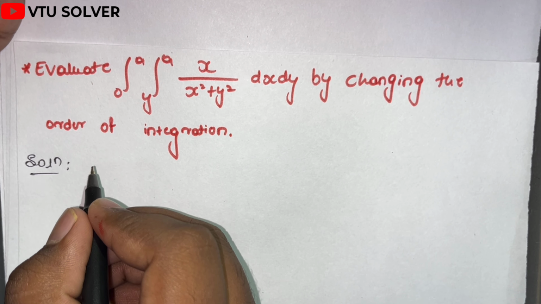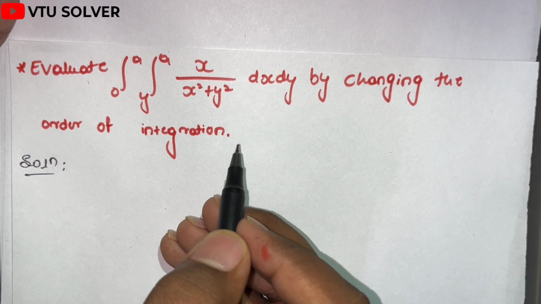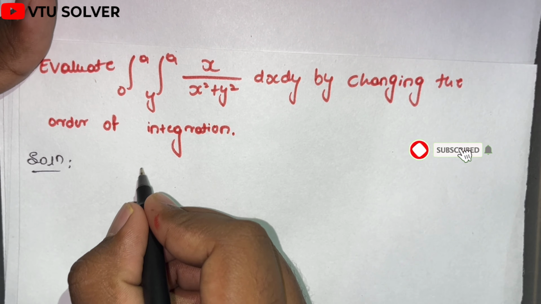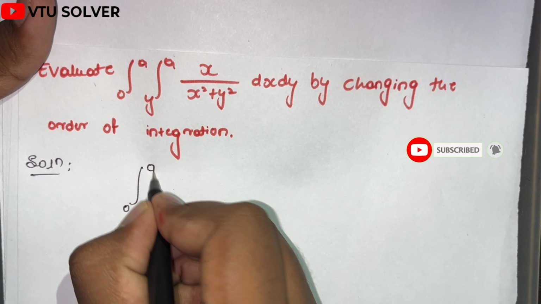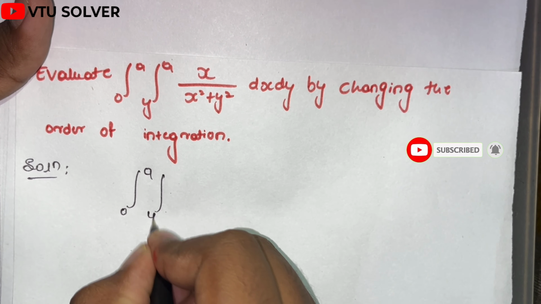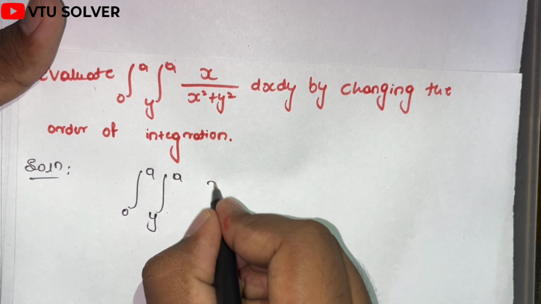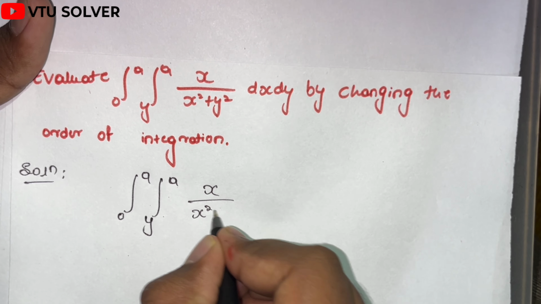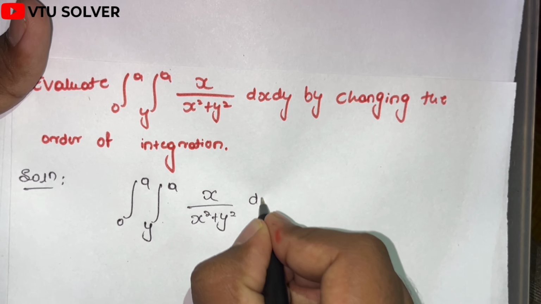Today we are going to solve changing the order of integration. Let's write down the given equation. Integration limits 0 to a and limits y to a. The equation is x by x square plus y square dx into dy.